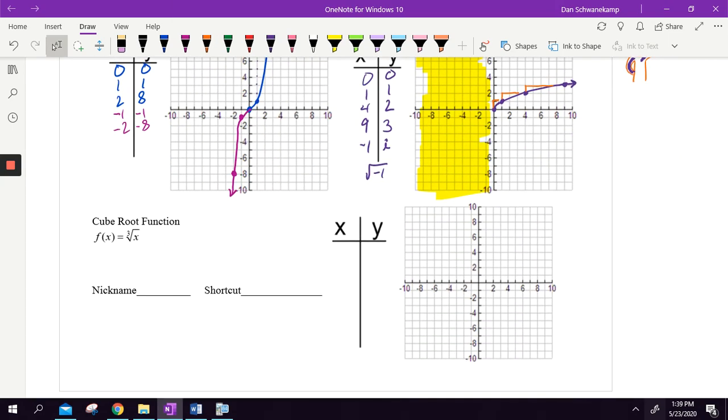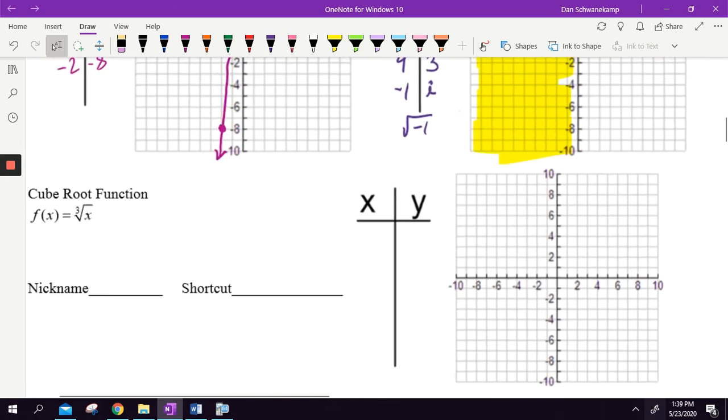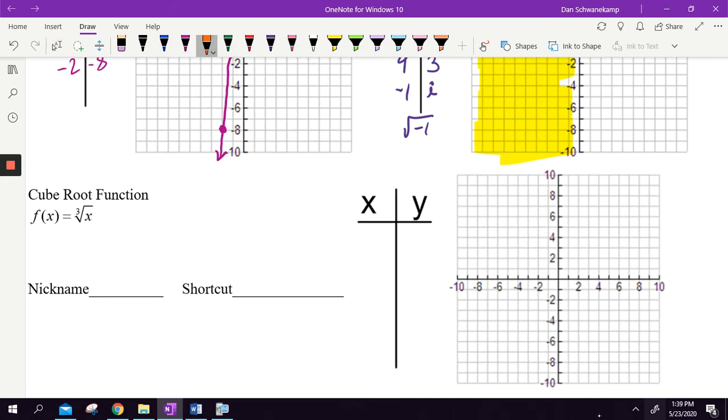Last one, cube root. So we're going to take numbers to cube root. So the cube root of x. If I plug in 0, I get 0. If I plug in 1, I get 1. I cannot cube root 2 or 3 or 4. The only other number I could cube root is 8, because the cube root of 8 would get me 2. It's going to get me this picture right here.